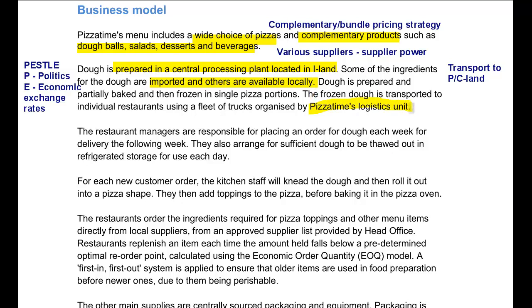Now, one thing you could say about this is that they are not in the logistics business. They are not in the transportation and delivery business. They are in the pizza restaurant business. So it could be that there is an opportunity here for outsourcing their deliveries and their transportation. And at the moment, there's no information about whether their logistics team is good or not, but there are companies that specialize in this sort of thing and do it very well.